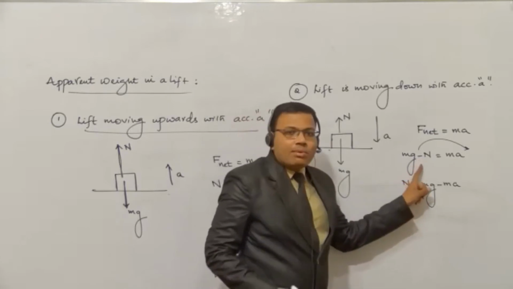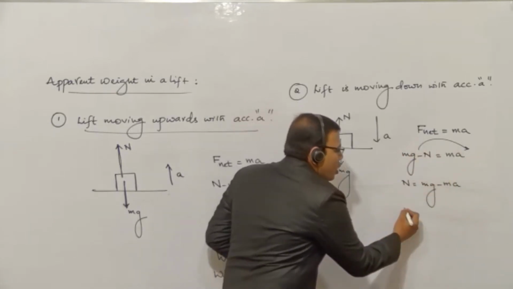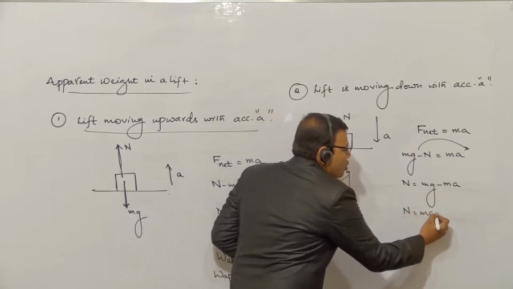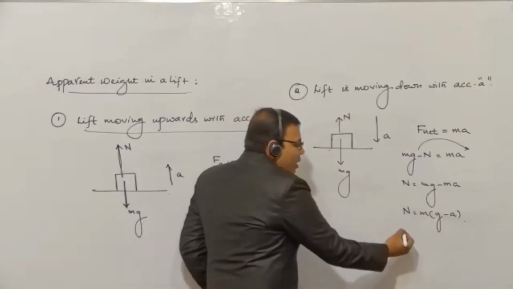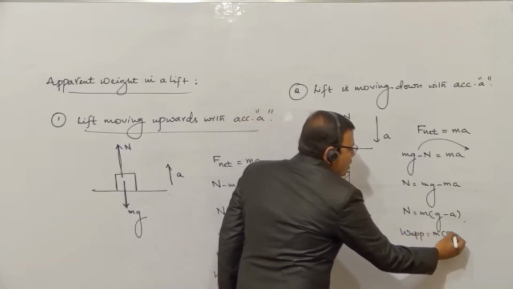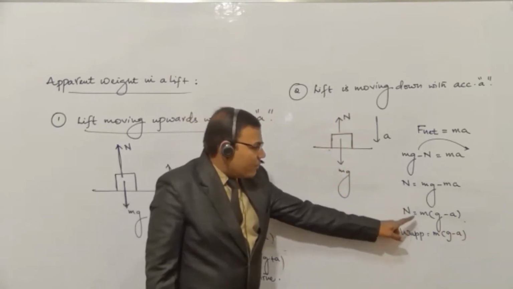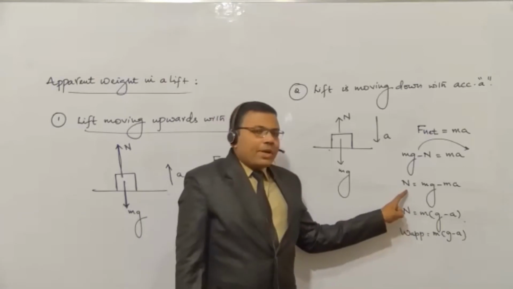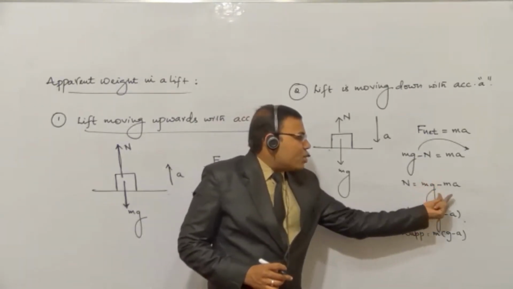See, students, I'm taking N this side, ma this side. So mg minus ma I'm taking. So N equals m into g minus a. Now you can see clearly that this is the apparent weight. Apparent weight equals m into g minus a. That is also given by the normal reaction. This is just the simplification I have done here. But apparent weight is given by the normal reaction.